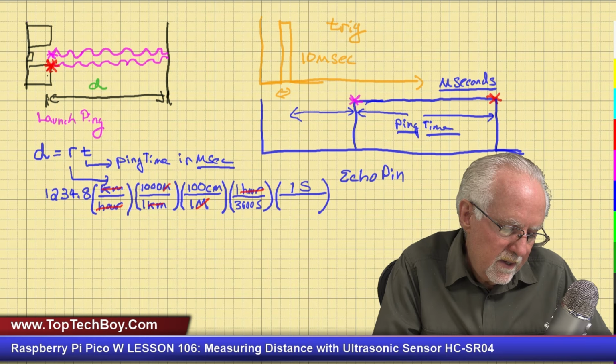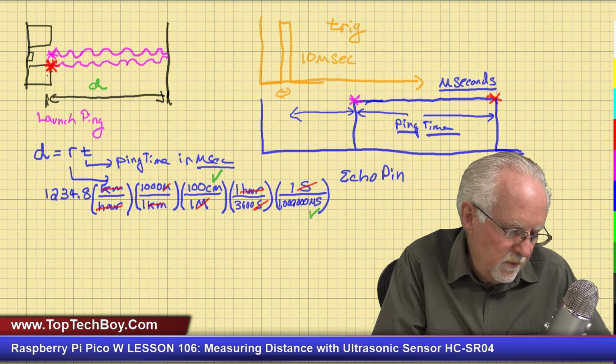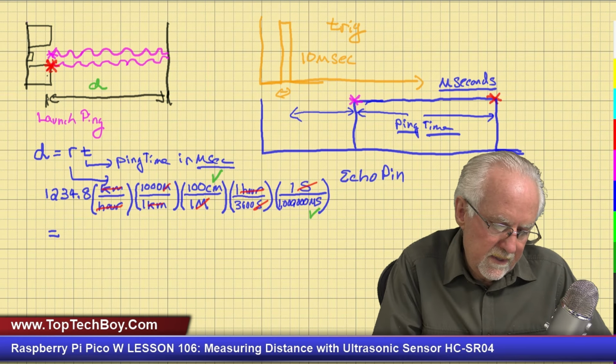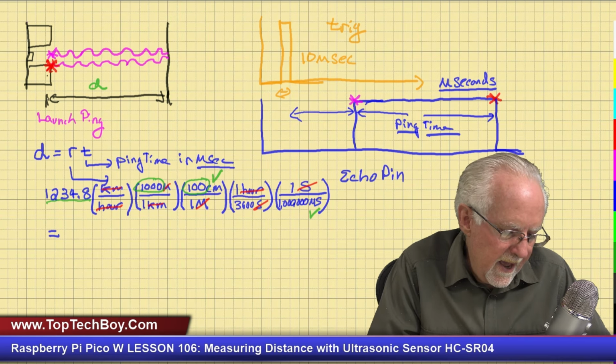So here I want to put it in the numerator. 1 second is equal to 1,000,000 microseconds. Look at the magic now. Seconds over seconds make 1. And what am I in? Centimeters per microsecond. What do I have to do now? I'm going to step you through it, and you do this on the calculator. You take 1234.8, and then you multiply it by 1,000. That's in the numerator. You multiply it by 100. That's in the numerator. Then you take that and divide by 3,600, and then take that and divide by 1,000,000.